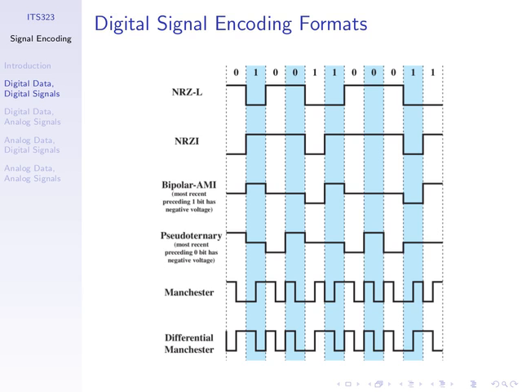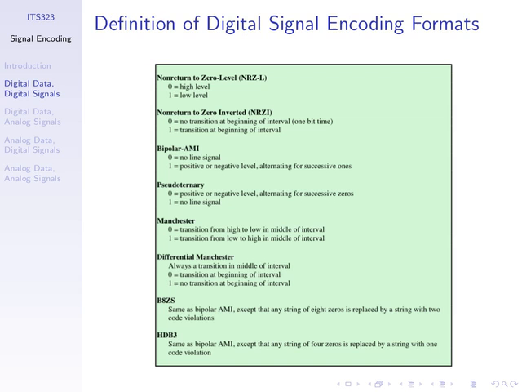I won't ask you to remember the encoding for Manchester, but I may give you, in a quiz or exam, a description like this. This is a description of differential Manchester. Here's the data, draw me the signal. Or here's the signal, what's the data? So just be able to interpret the descriptions.